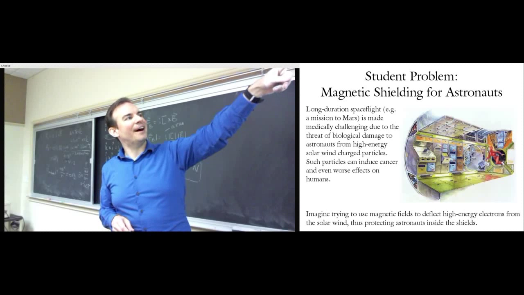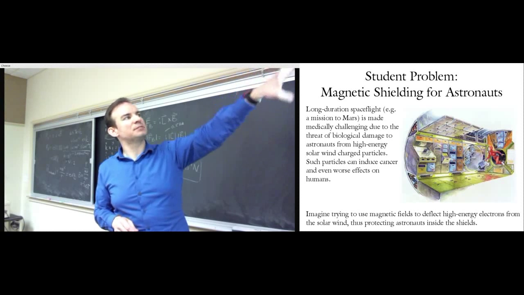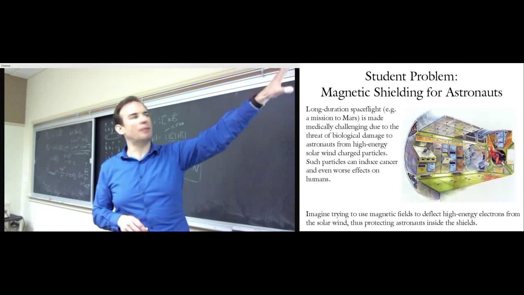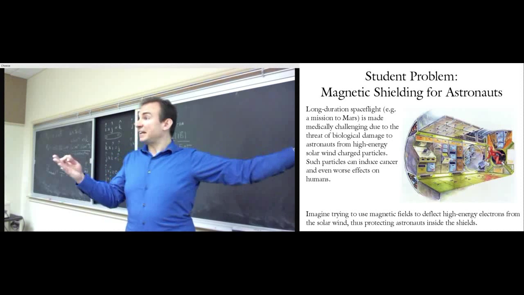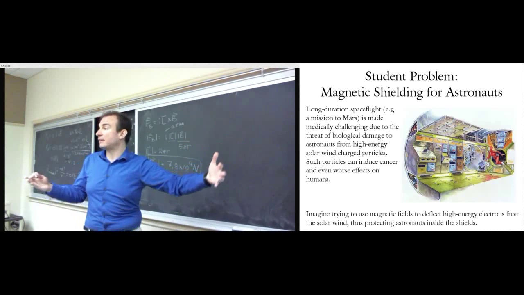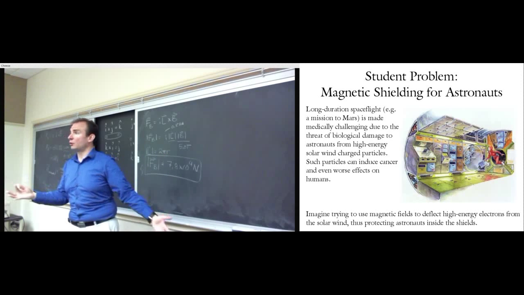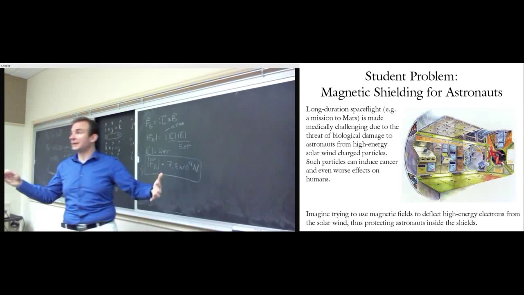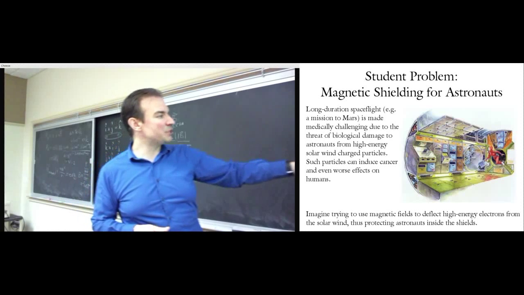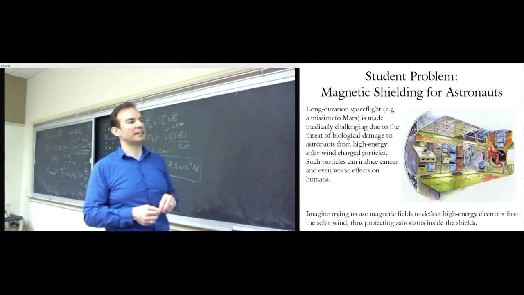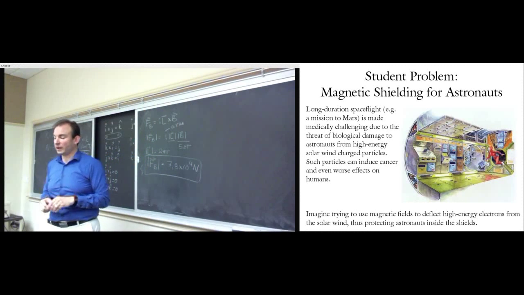All right, so imagine you're an astronaut, you're in this habitat that's traveling to Mars. People have asked the question, could we use really big magnetic fields? And if so, how big? To protect astronauts from charged particle radiation. So literally shields, right? Shields up. So imagine trying to use magnetic fields to deflect high energy electrons from the solar wind.